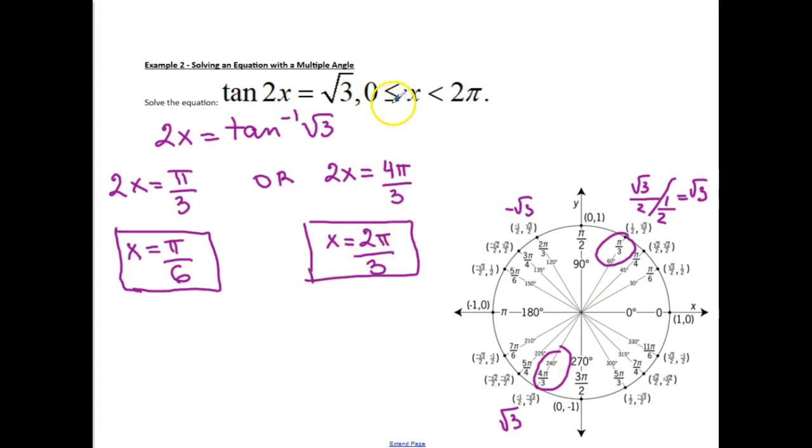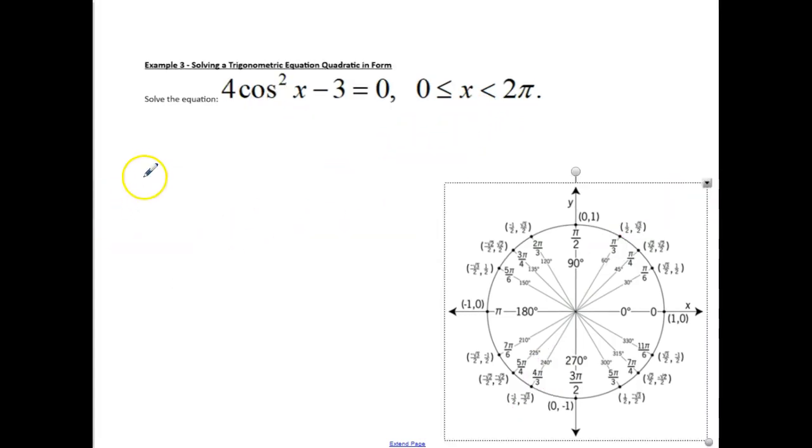Here, once again, we're limited to just one unit circle. We're not looking at any additional revolutions. Let's take a look at the next problem. This is example 3 in your notes. You are solving a trigonometric equation in quadratic form. It says solve the equation 4 cosine squared of x minus 3 is equal to 0.